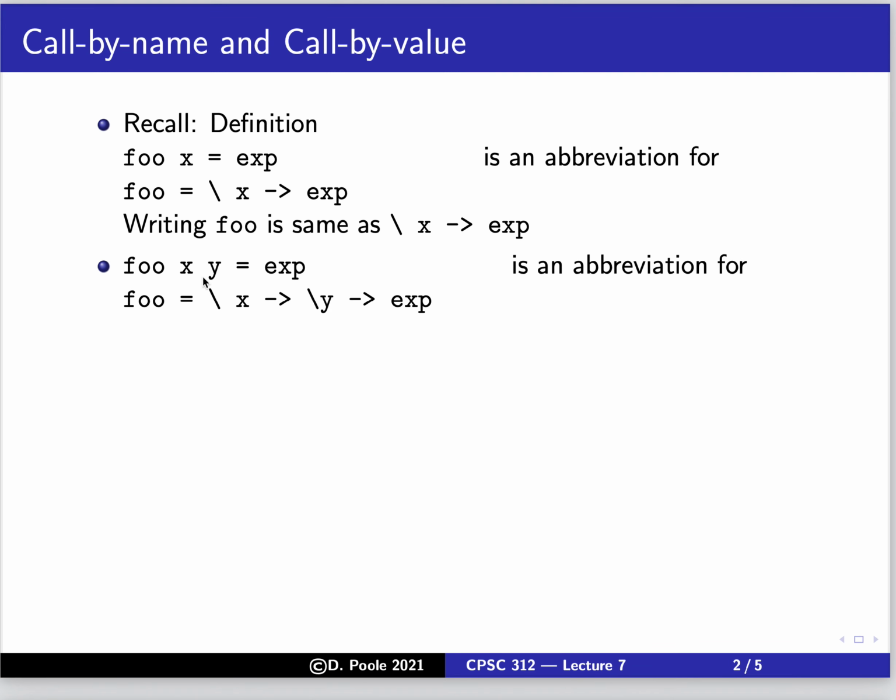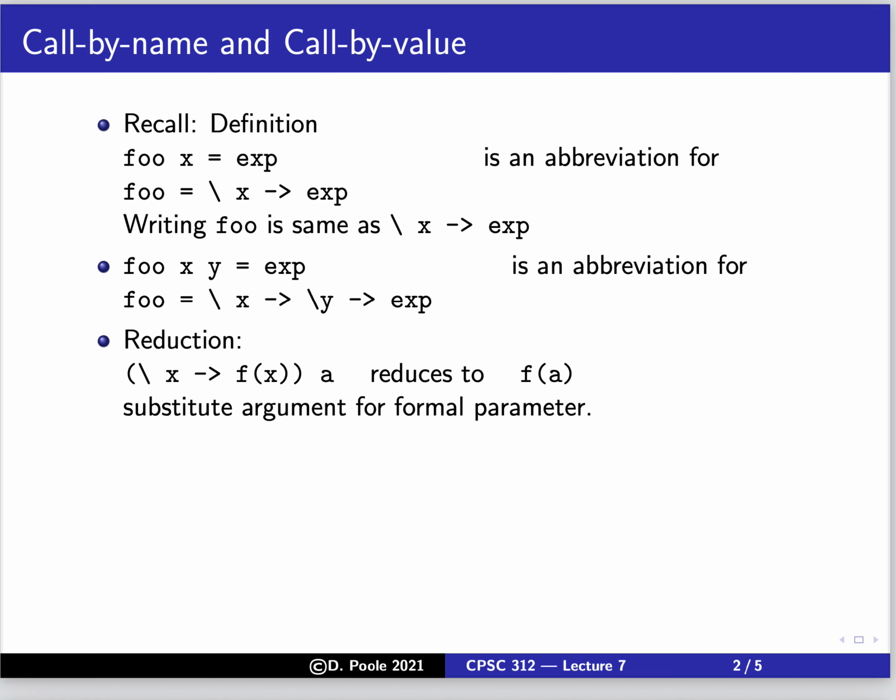And with two arguments, well, it's an abbreviation for this. Given foo is this function, which given an x returns another function, which given a y evaluates to give the expression. And x and y typically are parts of the expression.